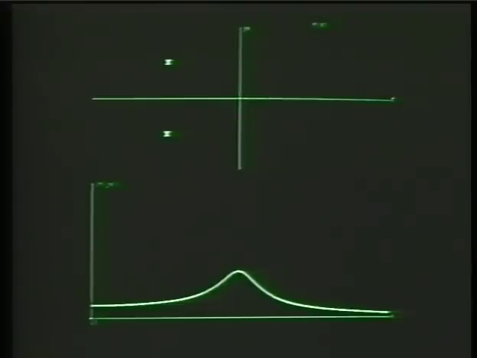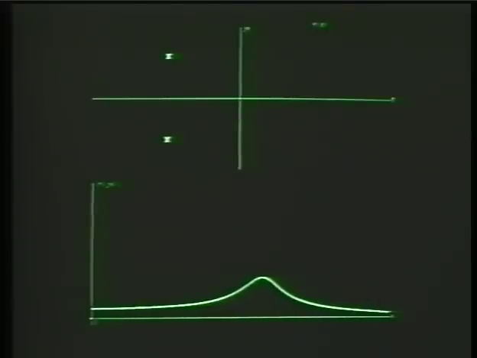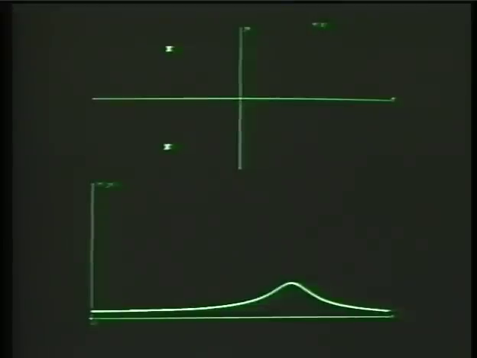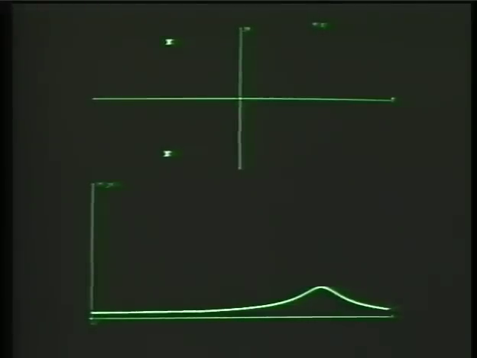And now what we want to do is move the poles first parallel to the j omega axis and then parallel to the real axis. Here we see the effect of moving the poles parallel to the j omega axis. And what we observe is that, in fact, the frequency location of the resonance shifts, basically tracking the location of the pole.